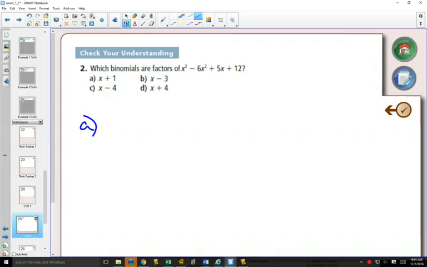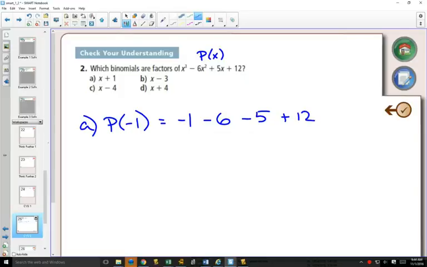I'm going to call this polynomial p of x. And in order to find out if x plus 1 is a factor, I'm going to figure out what p of negative 1 equals. That means I'm going to plug in negative 1 for x. Negative 1 cubed is going to be negative 1, minus 6, because negative 1 squared stays positive 1, minus 5, plus 12. And sure enough, it's equal to 0.